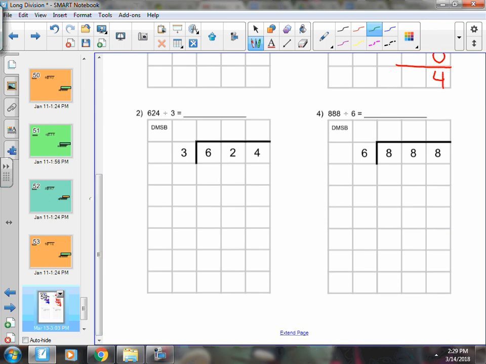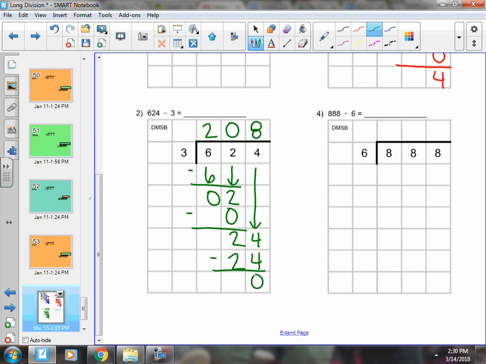Think groups of 3. I can make 2 groups of 3 out of 6. Multiply 2 times 3 is 6. Subtract, bring down. How many groups of 3 can you make from 2? 0 groups. Multiply 0 times 3 is 0. Subtract, bring down. How many groups of 3 can you make from 24? Exactly 8. 8 times 3 is 24. Subtract, there's nothing to bring down. That's when you know you're done.